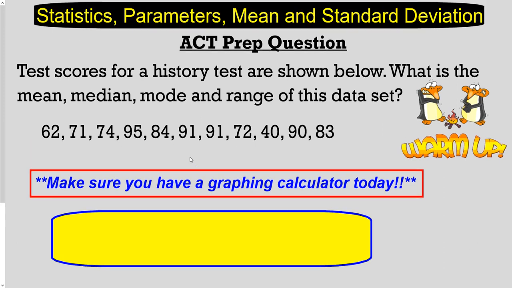So go ahead and pause this, take a minute, 90 seconds, and see if you can get these. Reminder that the ACT gives you 60 questions in 60 minutes. So hopefully you should be able to do this question in about a minute or less. So go ahead.